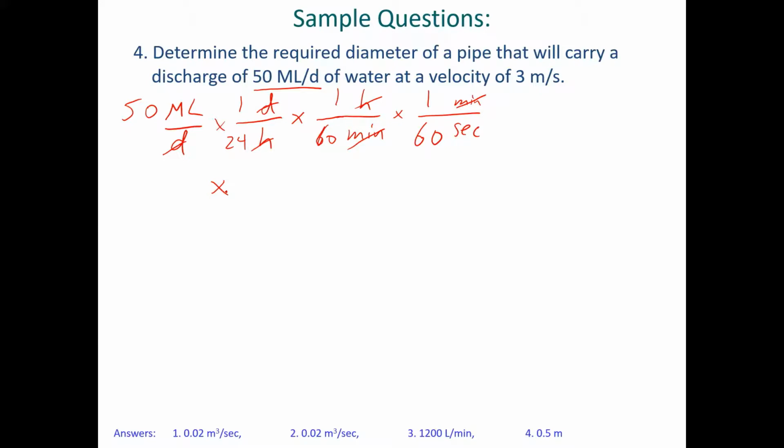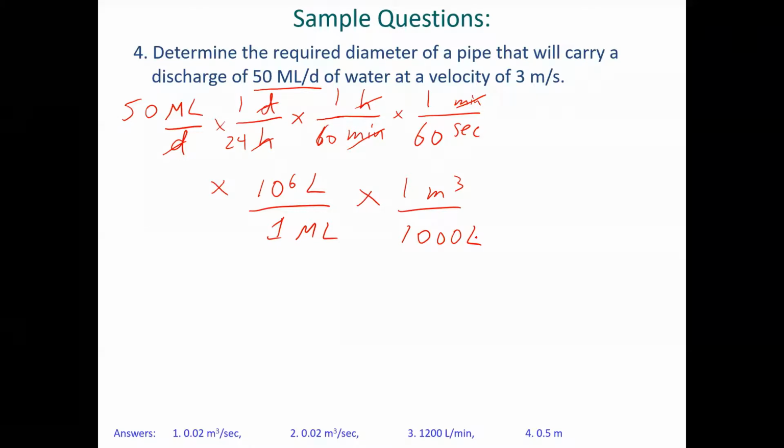So we've got 1,000,000 liters is 1 megaliter, right? That's what a mega is in metric, it's 1,000,000. But then I want to convert to cubic meters. So 1 cubic meter is 1,000 liters. If you take a look at that, 1,000,000 divided by 1,000 is 1,000. So the difference between a megaliter and a cubic meter is 1,000. You can do that in one step, or in 2 steps like I just did.